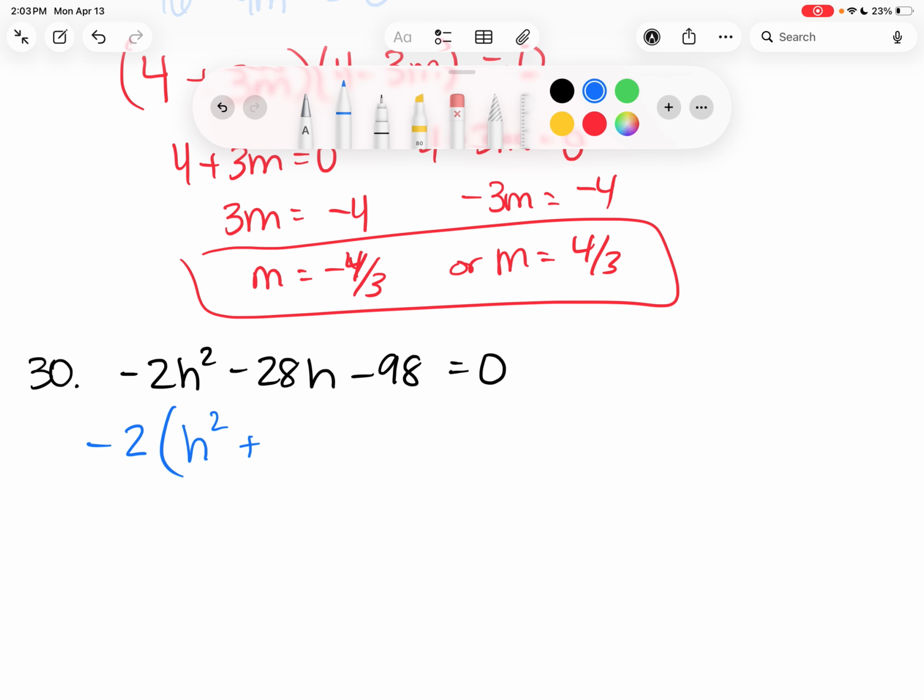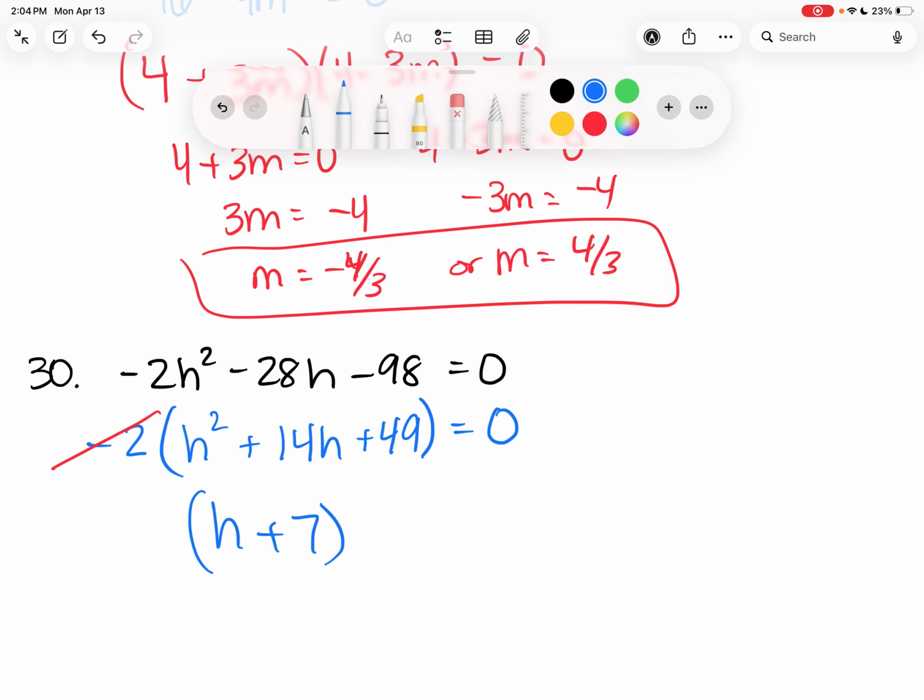What's 28 divided by 2? 14. So h squared plus 14h. 98 divided by 2 is 49, which could be divided by 7. Now, 0 divided by negative 2 is 0, so I'm just gonna get rid of that. Now I need to factor this. That'll be h plus 7 and then h minus 7.